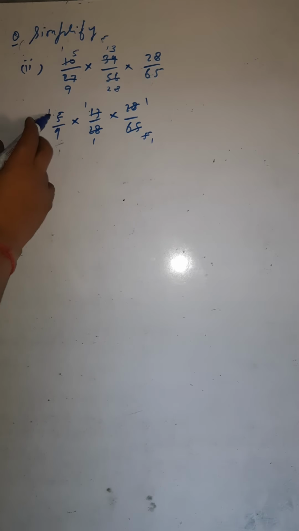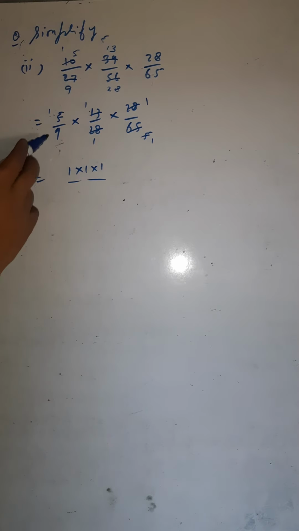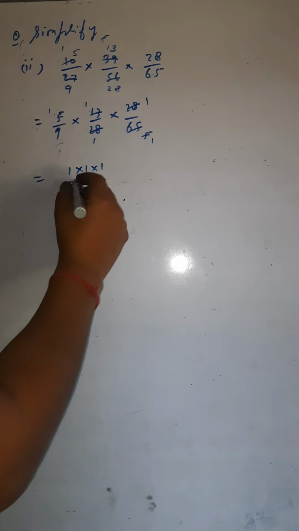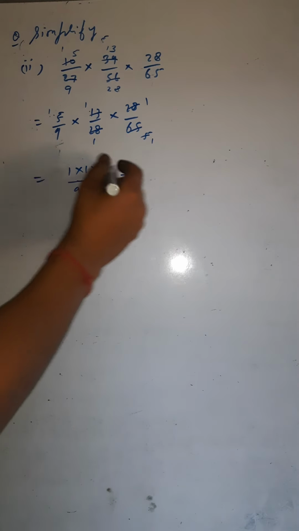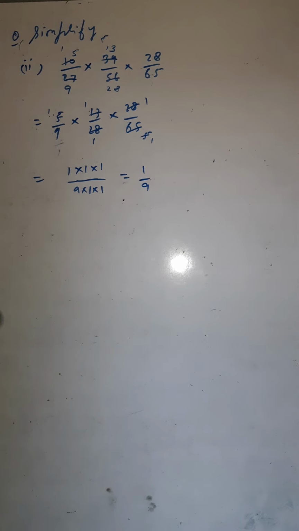So answer is what? 1 multiply 1 multiply 1, downside 9 multiply 1 multiply 1. So answer would be how much? 1 one's are 1, 1 one's are 1. Downside 9 one's are 9, 9 one's are 9. So answer is 1 by 9. So this is how you would simplify the question.